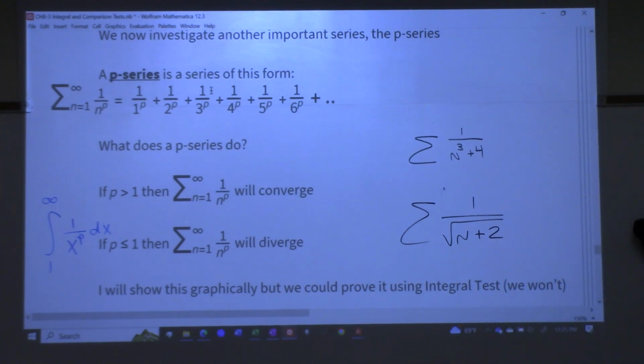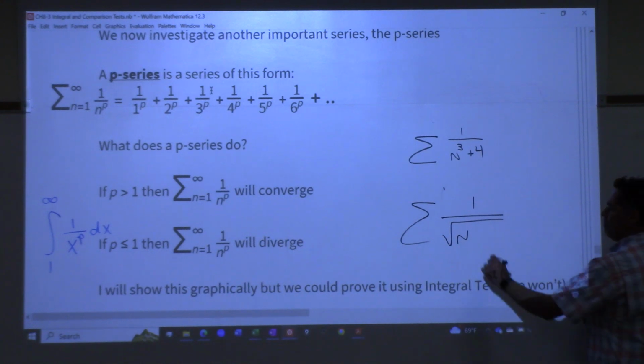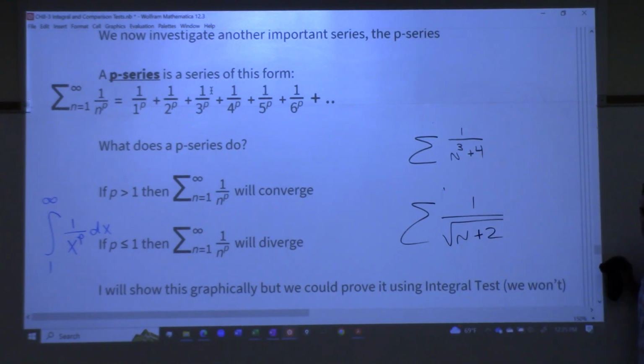That's not a p series. If the 2 wasn't here, it's a p series, right? Yes, with p being a half. But with the plus 2 here, you can't do that.